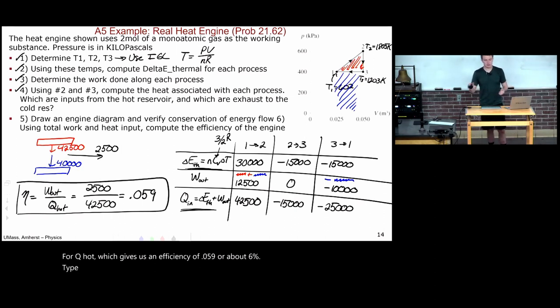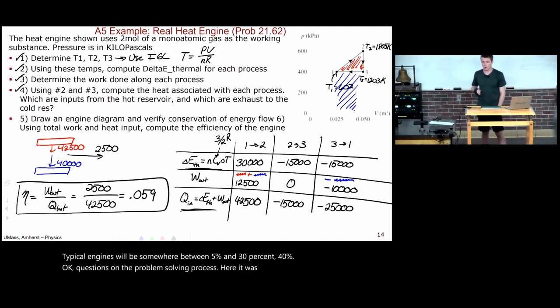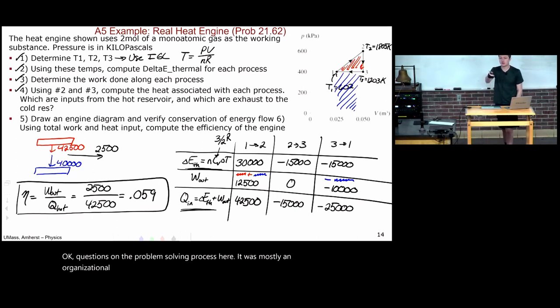Typical engines will be somewhere between 5% and 30%, 40%. Okay, questions on the problem-solving process here? Again, it was mostly an organizational challenge. Yes?